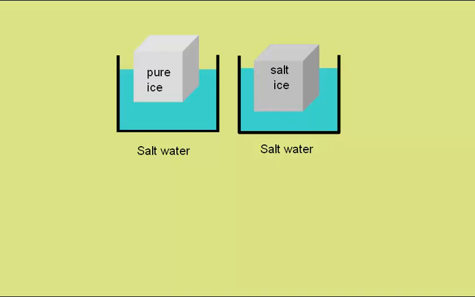Both cubes are displacing their own weight in water, allowing them to float, but when the pure ice cube melts, it will produce a bigger volume of water than the salt water it is currently displacing, and so the water level will rise. When the salt ice cube melts, it will produce the same volume of water as that it is currently displacing, and so the water level will not rise.